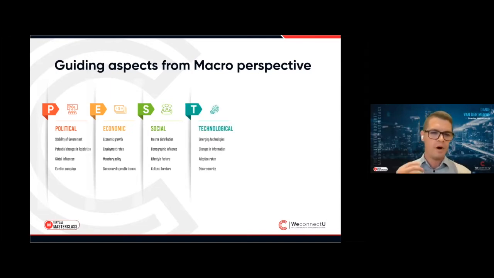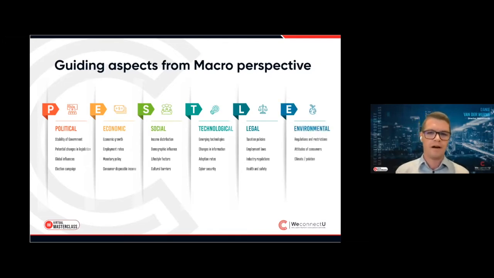Technological. So what are those emerging technologies? Adoption rates, cybersecurity definitely needs to be top of mind as well from a technology perspective. Then legal, there have been quite a few legal changes, but again, looking at legalities from a macro perspective. And then lastly, environmental. So things like attitudes of consumers, the climate, pollution, going paperless as examples that we will be discussing today.